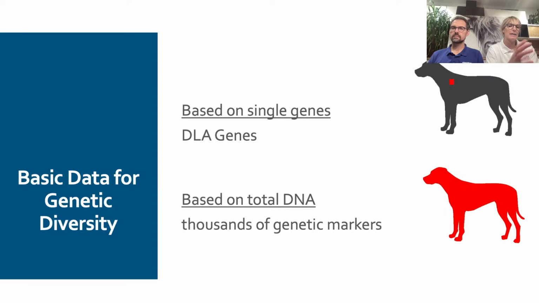And on the second part, we have the total DNA. So we don't want to have a special look only on specialized genes. We also want to see what happens in the rest of the dog. And for that reason, we use thousands of different genetic markers that are included in this determination of genetic diversity.